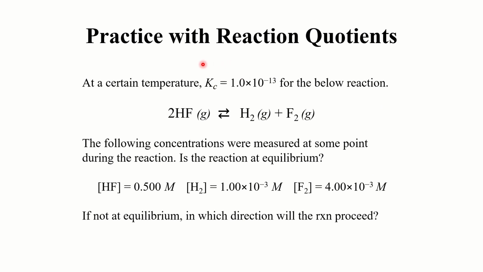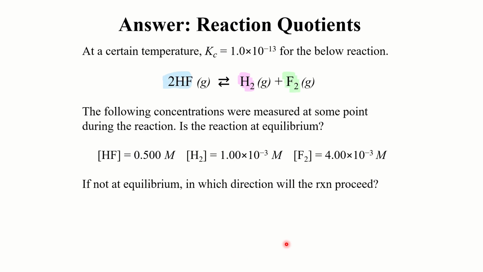At a certain temperature, Kc equals 1.0 times 10 to the negative 13th for the below reaction: 2HF forms H2 plus F2. The following concentrations were measured at some point during the reaction. Is the reaction at equilibrium? So HF equals 0.500 molar, H2 equals 1.0 times 10 to the negative third molar, and F2 equals 4.00 times 10 to the negative third molar. If not at equilibrium, in which direction will the reaction proceed? So let's figure this out.